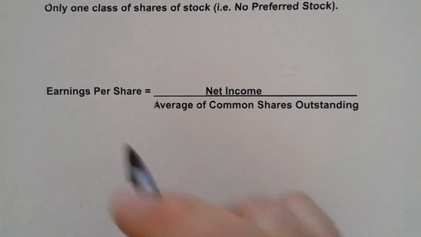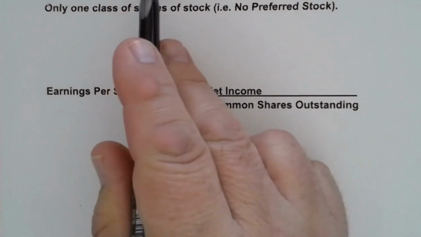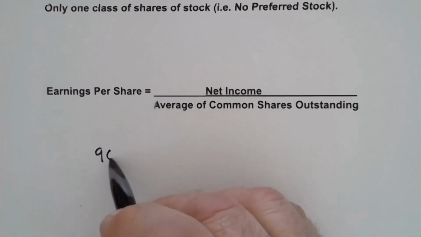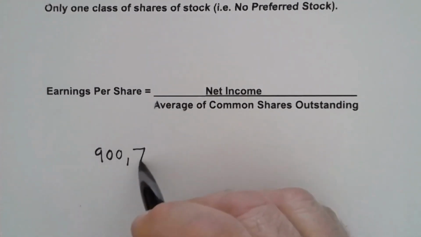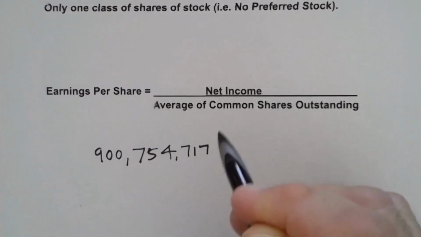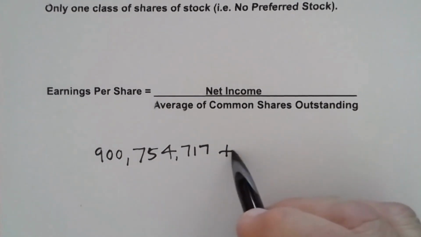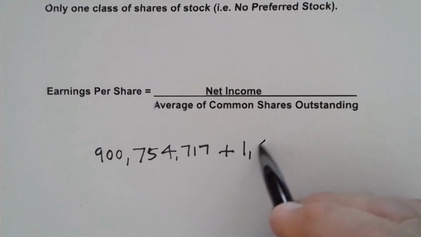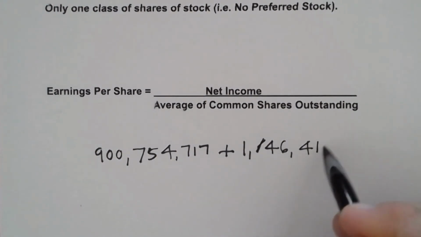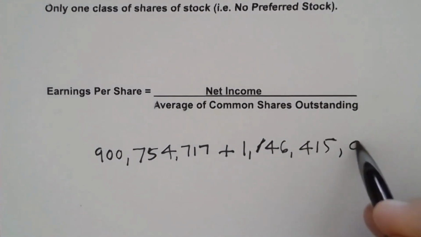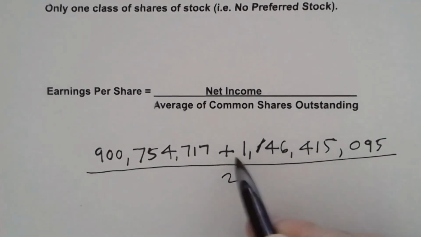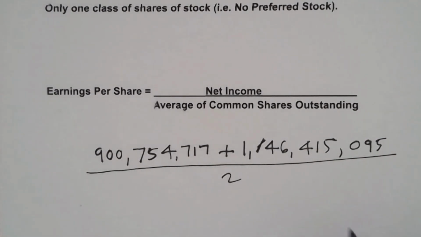And to find the average of anything, we're going to take the beginning balance of shares and we're going to add to that the ending balance. And we're going to divide by 2 because we've got a beginning and an ending. So we're going to divide by 2.